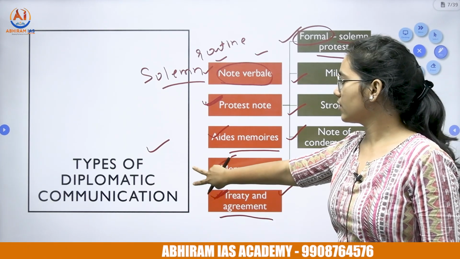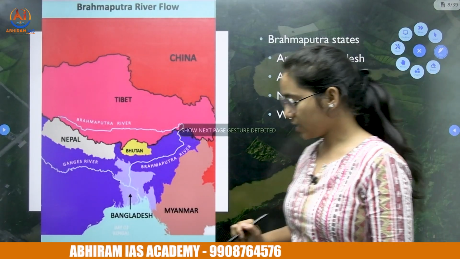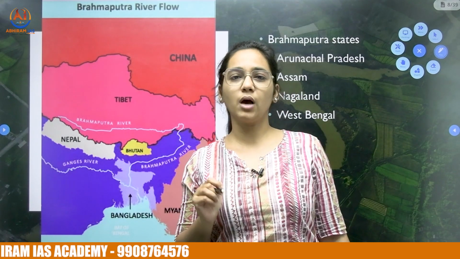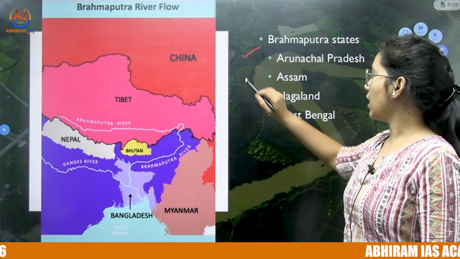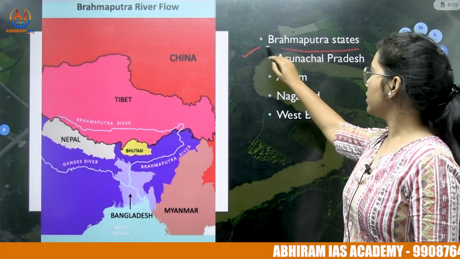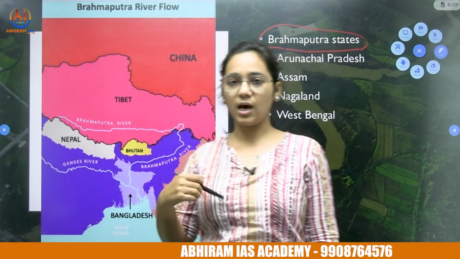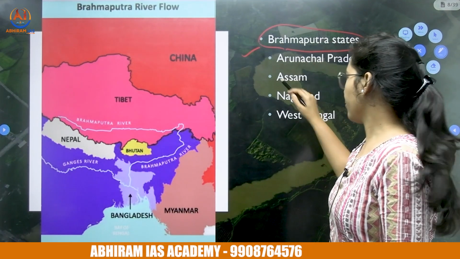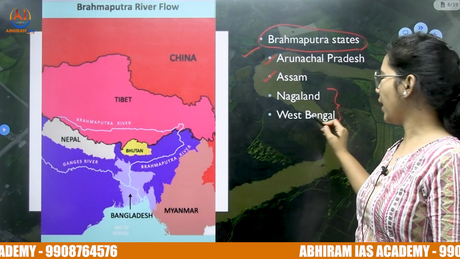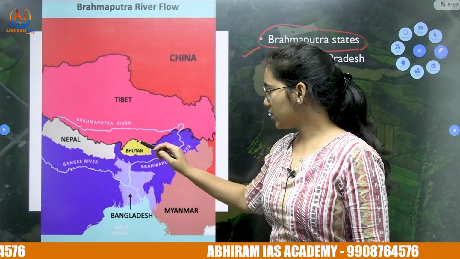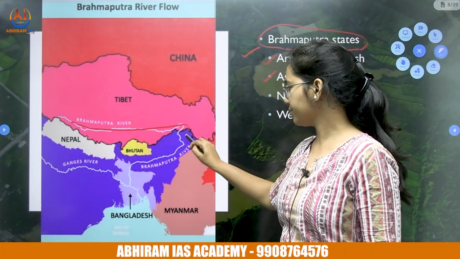Next, another issue is Yarlung Tsangpo, that is nothing but our Brahmaputra. The same river's name in China is Yarlung Tsangpo. So what are the Brahmaputra catchment states in India? It is Arunachal Pradesh and Assam. These two are the major states, whereas Nagaland and West Bengal are minor catchment areas. So this is the flow of the Brahmaputra river.